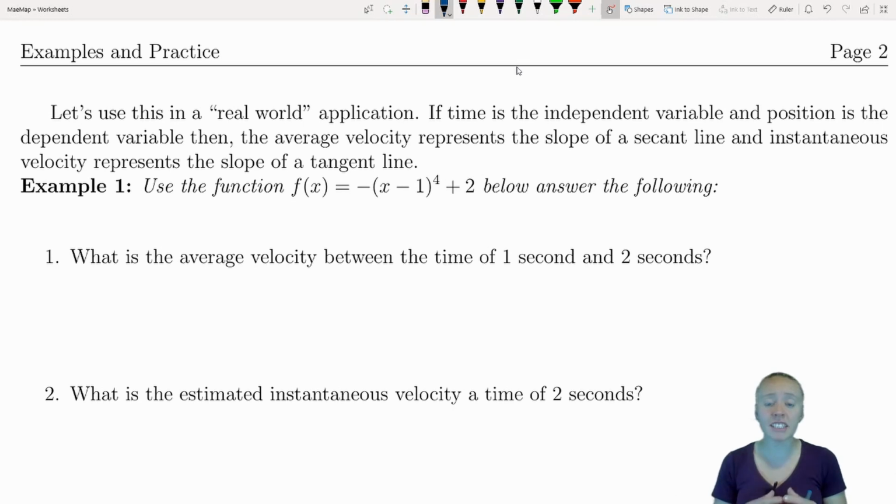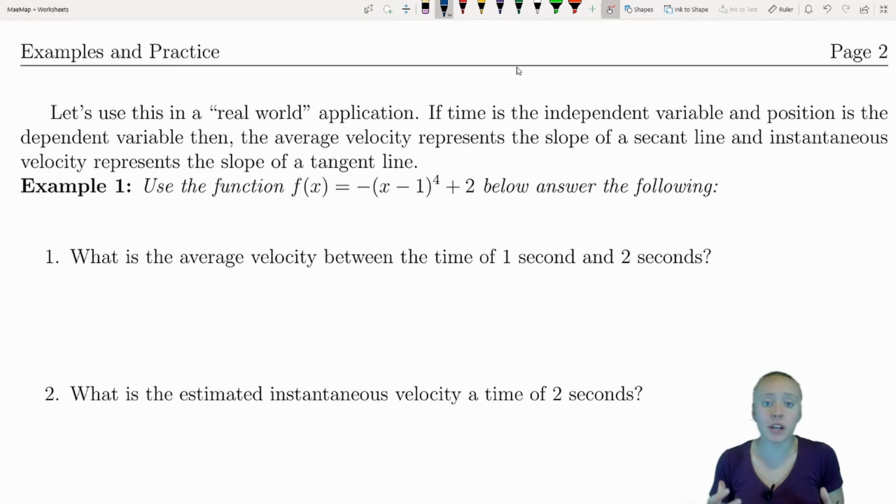And remember, velocity is distance over time. So another way to think about this would be speed, except speed is positive, so we would have to take the absolute value of that velocity we calculated. So in number 1, if we use the function f of x equals negative (x minus 1) to the fourth plus 2 to answer the following, we're going to first calculate that average velocity between the time of 1 second and the time of 2 seconds. Average velocity, slope of the secant line.